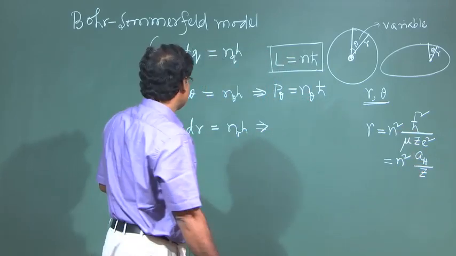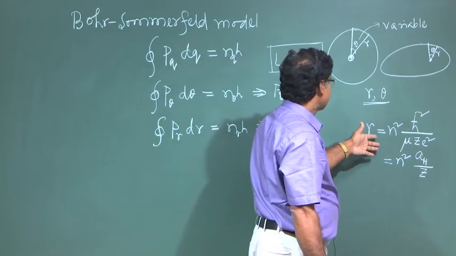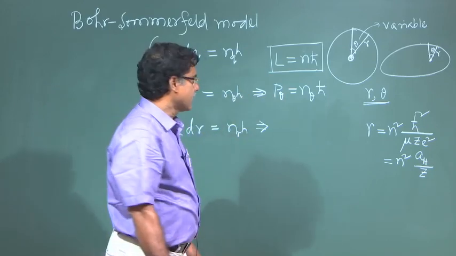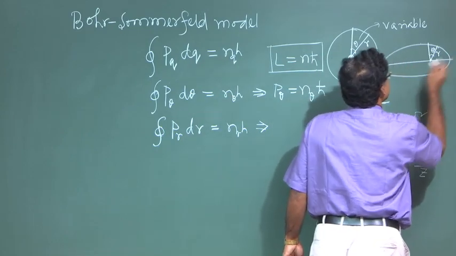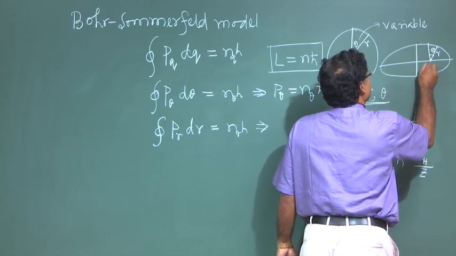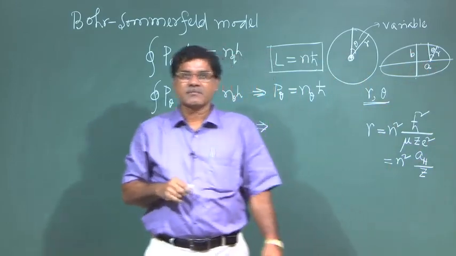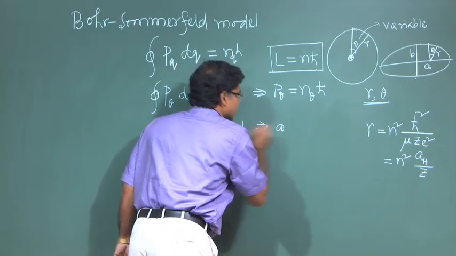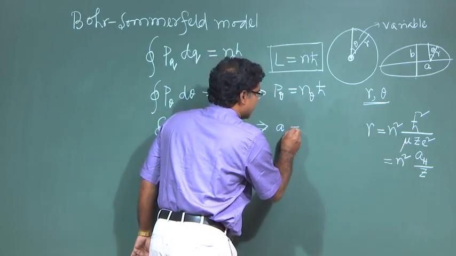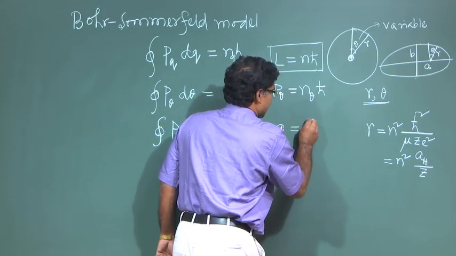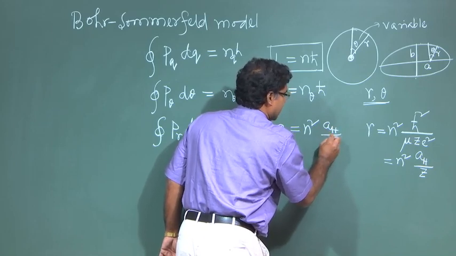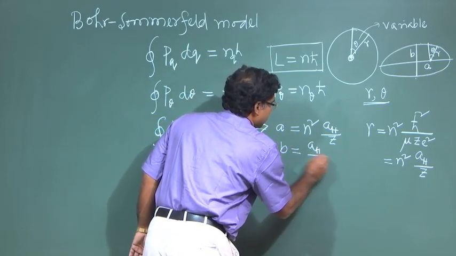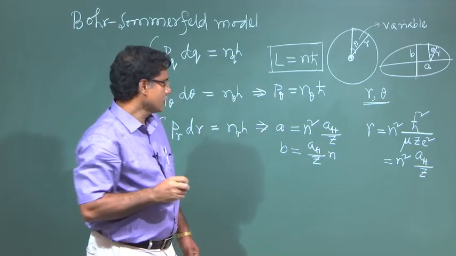So, here following the similarity, but in case of Bohr, only r was constant for a particular orbit. Here for a particular orbit in case of ellipse, it will have a major axis and a minor axis, right. So, one is A, one is B: A is the major axis and B is the minor axis. Just following the similarity, A is exactly this one, a n square by z. And B comes as a n k by z.